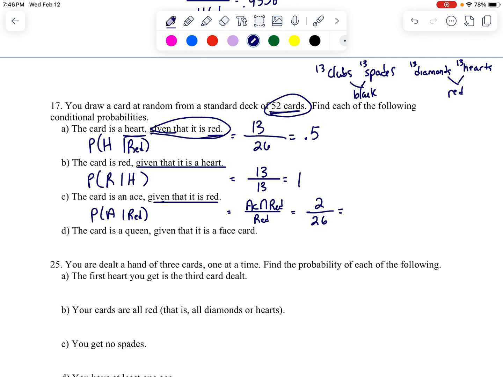26. And this is one that I don't have, but I'm going to have to grab my calculator because I don't have this one in my notes. But we're going to take 2 divided by 26. And we're going to get 0.0769.